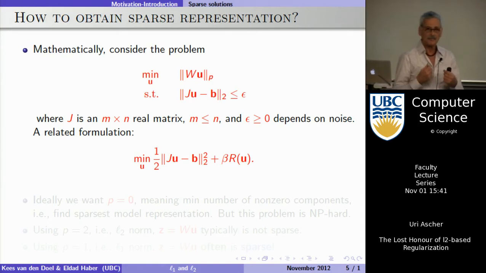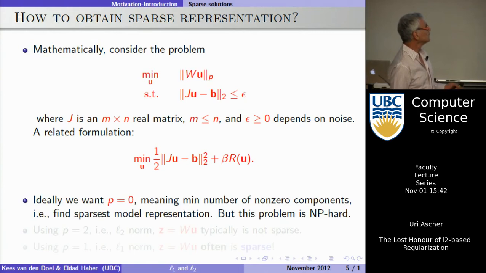Ideally, we want the smallest number of non-zero coefficients to represent the same solution. So we want P equals zero. P equals zero is a funny, it's not the norm at all, actually. But we know what we mean. We mean the smallest number of non-zero coefficients. But that is NP-hard. The problem of finding the smallest number of coefficients is NP-hard.